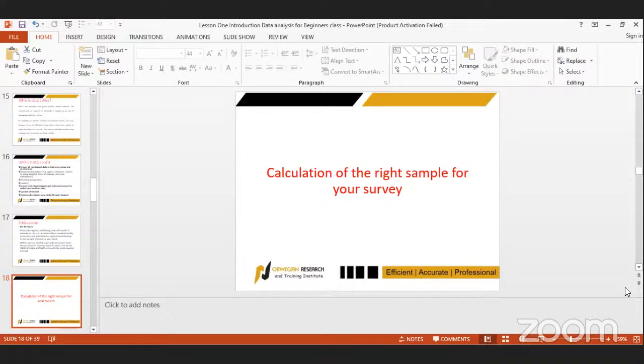Then our third area is calculation of the right sample size for our surveys. This is one of the areas that is giving most researchers a very difficult time because it involves some mathematical computations, which are very simple, as you will be looking at. So let's look at how I arrive at the right sample in my survey.